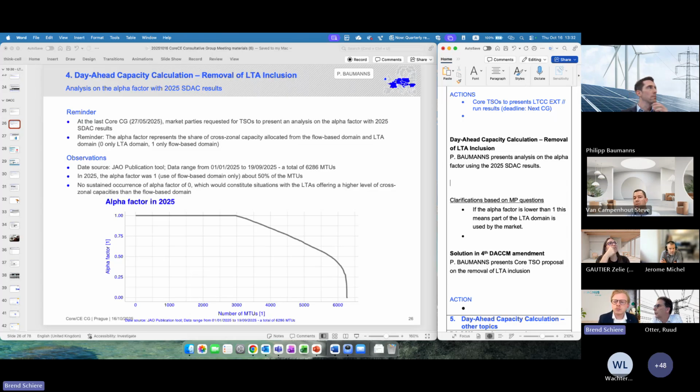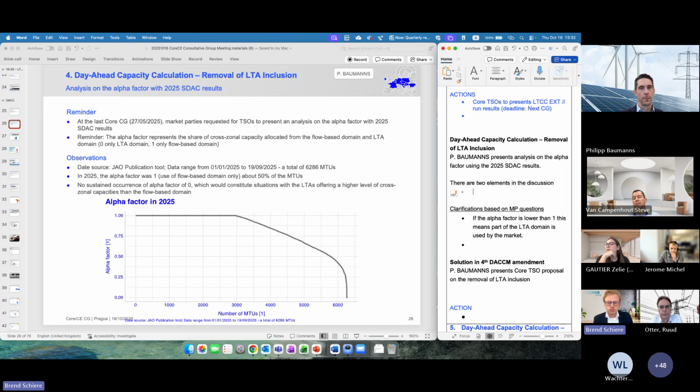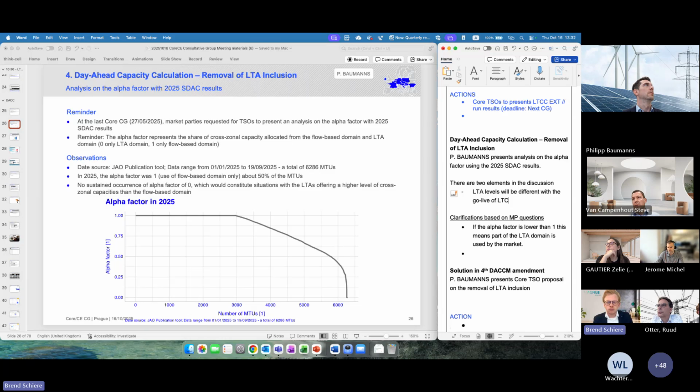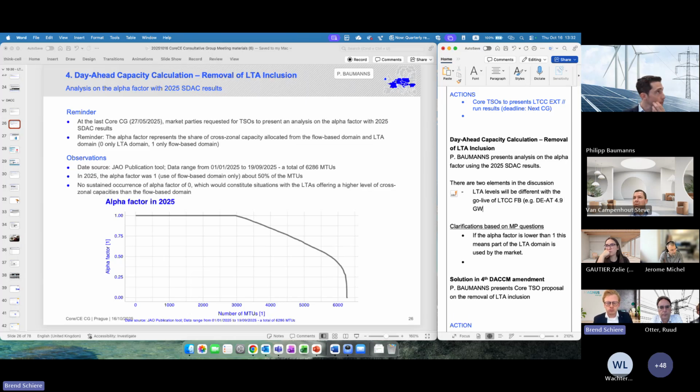There are two elements to this discussion. One element is the assumption that the level of LTAs would remain the same once we go live with LTCC, and it will not be the case. You will not have the same level of LTAs. We all know that, like today, the 4.9 gigawatt on Germany-Austria, which is the biggest dimension in the LTA domain, will not be there anymore. So when we are comparing scenarios, we should be comparing with the right counterfactual, and that's not today's situation.